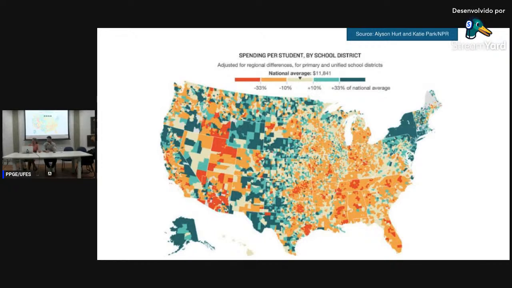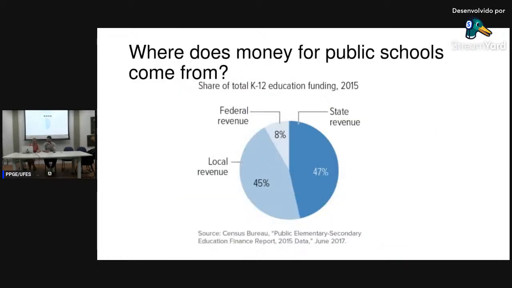So, there was a bug. Okay, most of the money comes from half state, half local revenues, with just a little bit coming from the federal. And that's what we talked about last time, that money coming from testing and things. It's only 8% of all the money.